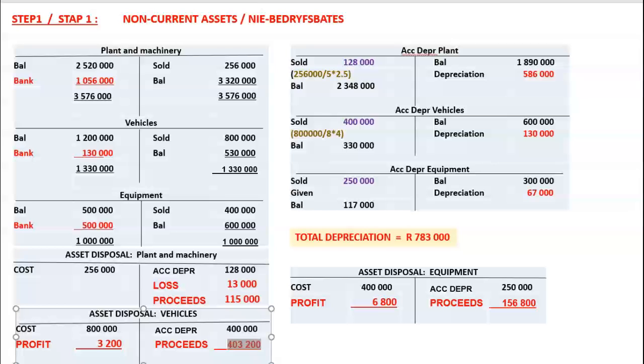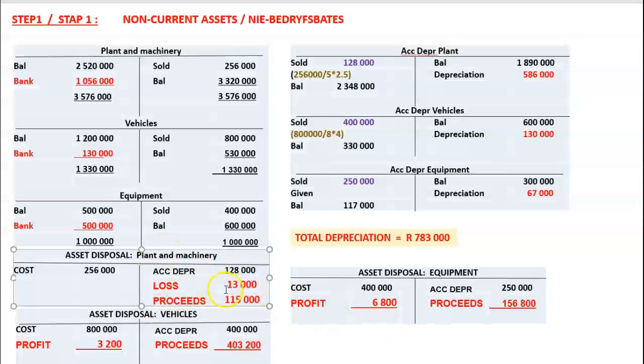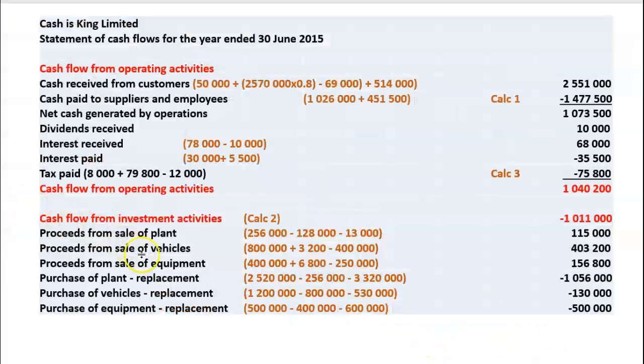So in the asset disposal account of the plant and machinery, on the credit side, loss on the sale, 13,000. So if we're going to balance this account off, we will see that the proceeds was 115,000. So go and park it in your income statement. Proceeds from the sale of plant, 115,000.